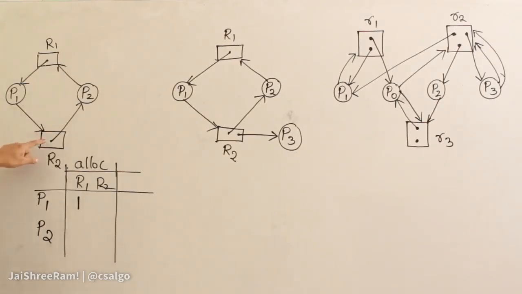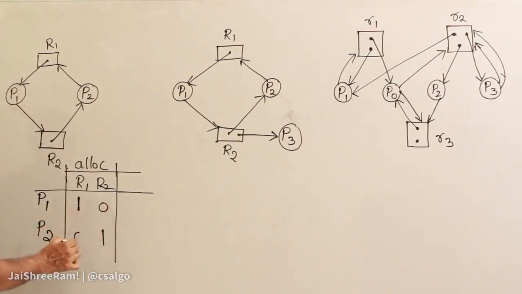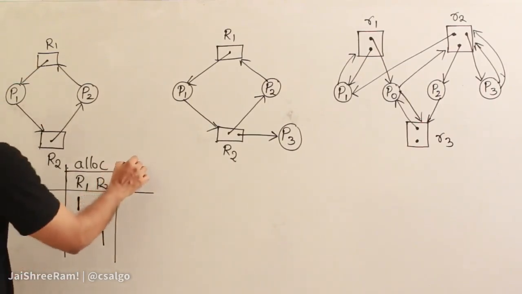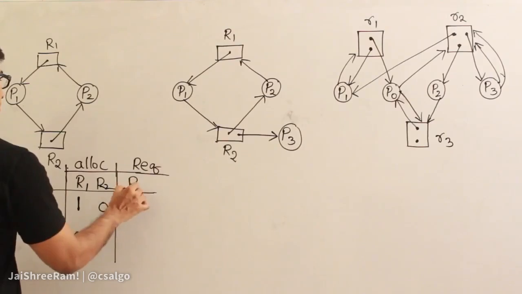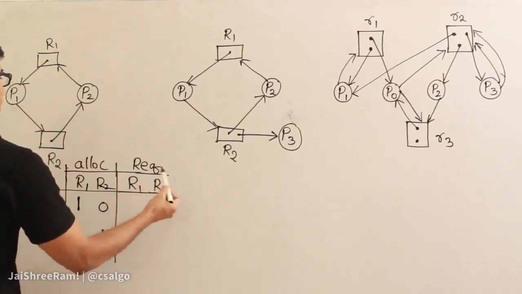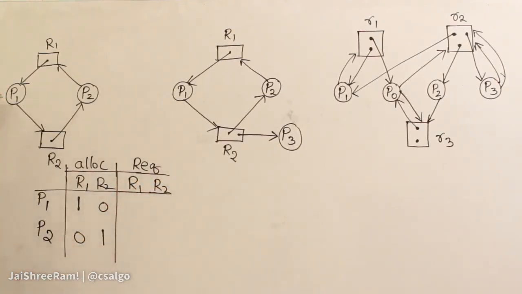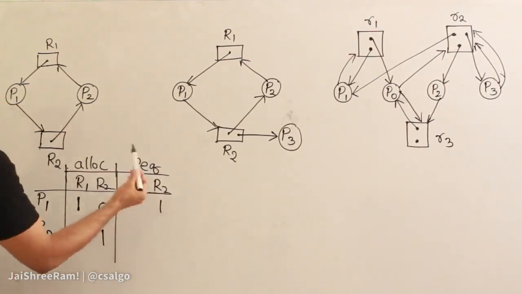And what about this one? It is showing an arrow from R2 to P2. Therefore R2 is allocated to P2, right? And these are the only two allocation edges, and therefore you fill the other entries with zeros. And what about the request matrix? The request means what each process is requesting. So now watch it. P1 is requesting R2, therefore I am writing it as 1.